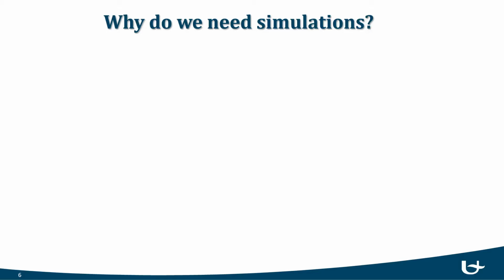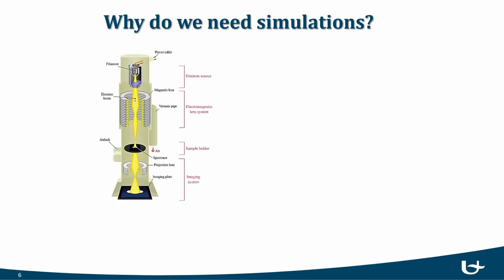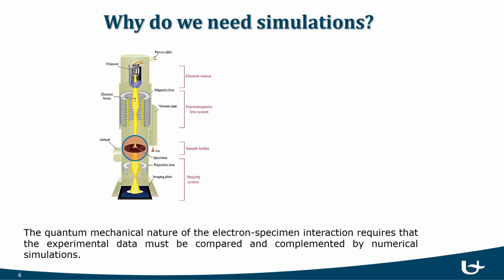Before starting this tutorial, we would like to answer a quite important question. Why do we need simulation? To answer this question, here is a schematic drawing of the electron microscope. In the first part, we have the electron source, electromagnetic lens system, the sample holder, and the imaging system. The most important part of this drawing is here, where the electron interacts with the sample. Because this interaction is almost 3 orders of magnitude larger than the photon-specimen interaction, and all the quantum mechanical effects get stronger, the experimental data must be compared and complemented by numerical simulation.